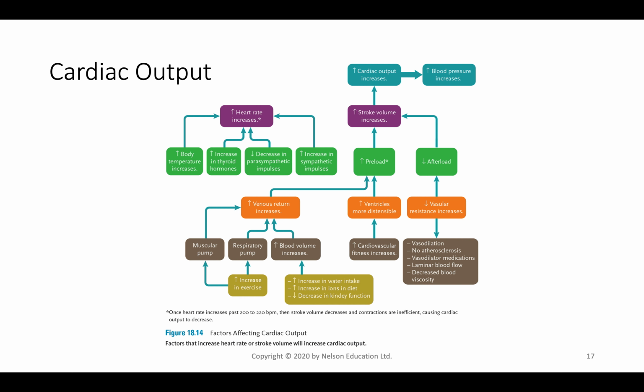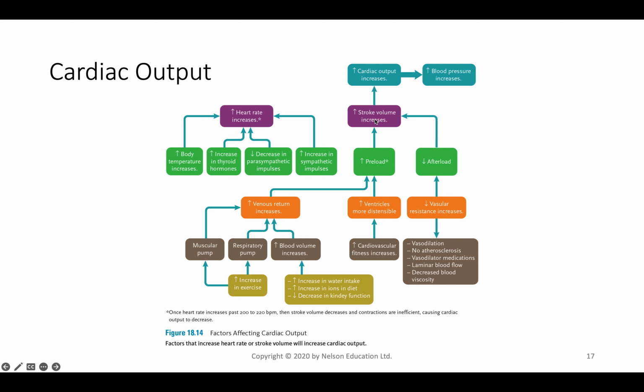Okay, as I mentioned, there's a ton of factors that affect cardiac output. It's a multifactorial system. But they come down to one of two things, the heart rate or the stroke volume, right? So if you want to increase your cardiac output, you're going to have to either increase your heart rate or increase your stroke volume, okay? So heart rate can be influenced by multiple things: body temperature, the hormonal concentration of your thyroid hormones, the amount of your impulses that are parasympathetic versus the amount of them that are sympathetic. All of that's going to be involved in your heart rate.